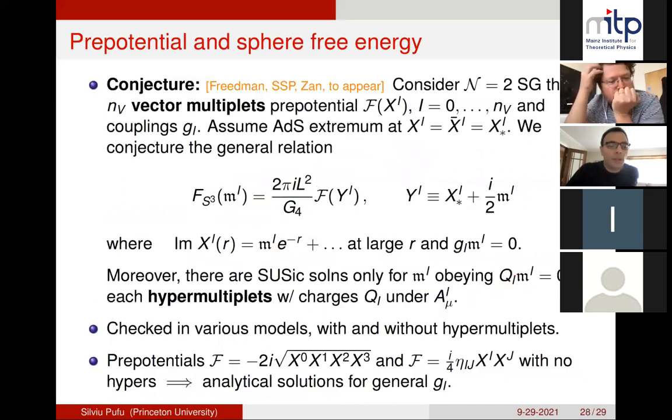So what I've been doing with Dan and Bernardo is to explain this in a little more detail and have a conjecture for how exactly to extract the sphere free energy from the prepotential. Suppose I just give you some effective theory in the bulk with some prepotential, some vector multiplets, and then maybe some hypermultiplets, and we actually have a prescription for figuring out exactly what the sphere free energy is in terms of the prepotential. So that's just work to appear.